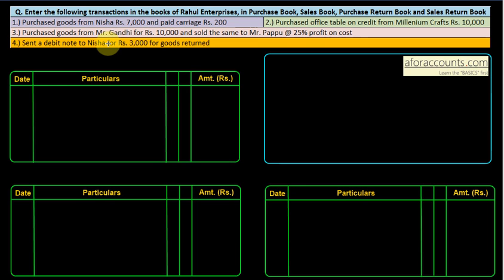Next question on your subsidiary books. Enter the following transactions in the books of Rahul Enterprises in purchase book, sales book, purchase return book and sales return book. So only 4 types of books are asked from us. Let's start the entry. Purchase goods from Nisha rupees 7,000 and paid carriage 200. So first book that is affected is your purchase book.